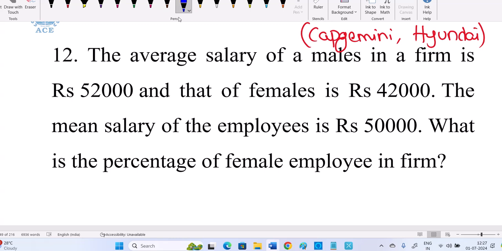Average salary of males given, females given, employee. That one word, employee, may be male or female, mixing. That's the mixed value. Here in this question also there is no word called mixing. Mixing word is not given. But how can we sense it?